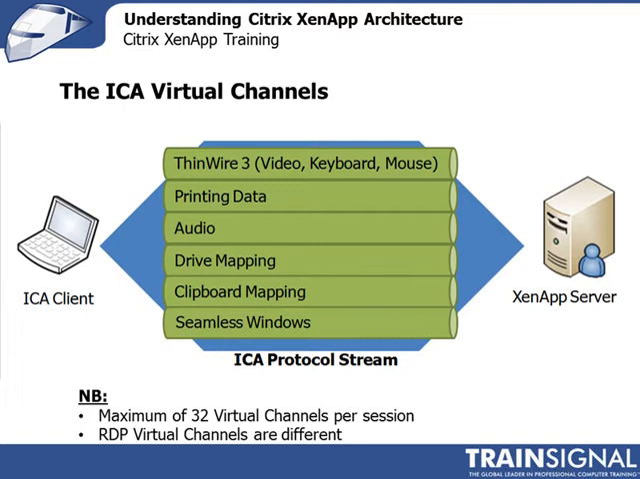The most important one you'll notice is ThinWire 3. This makes up the essence, the architecture of the ICA protocol. It's going to send the video, the keyboard, the mouse clicks, and so on. This is ThinWire. This is at the heart of the ICA packet. You can send printing data, audio, drive mappings, clipboard mappings, seamless windows, and so on. You have up to 32 virtual channels that you can encapsulate.